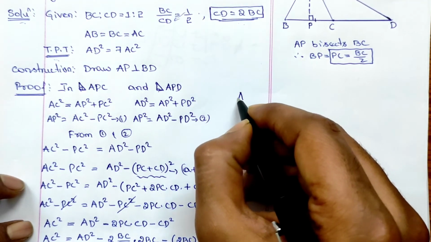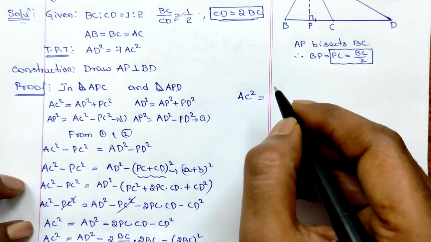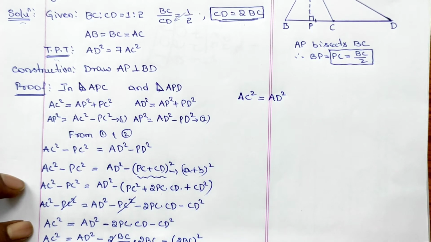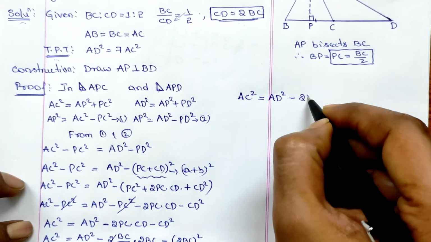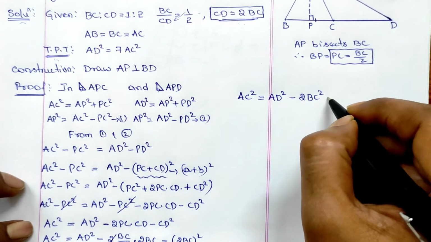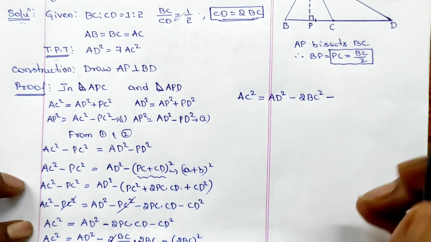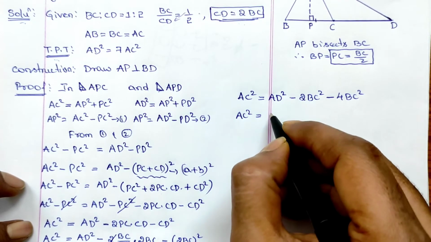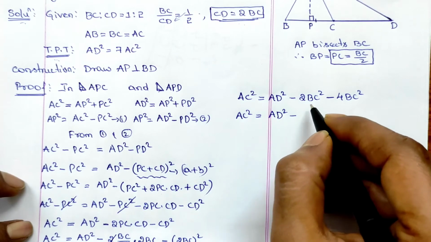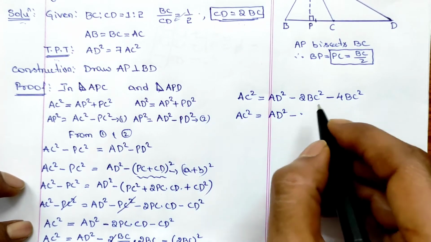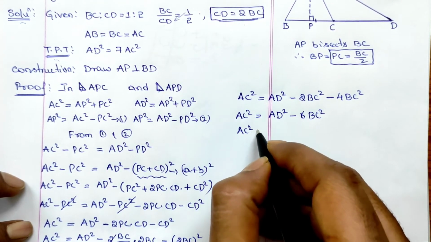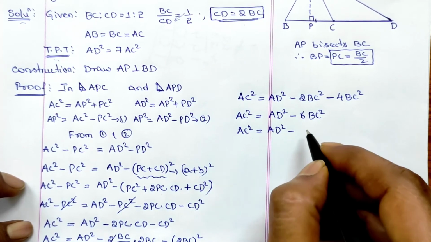AC square is equal to AD square. The 2s get cancelled. BC into 2BC is minus 2BC square. Then minus 2BC whole square is 4BC square. So AC square is equal to AD square minus 2BC square minus 4BC square, which is minus 6BC square. AC square is equal to AD square minus 6BC square.